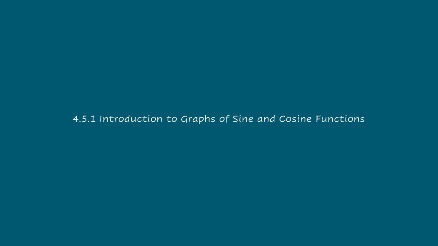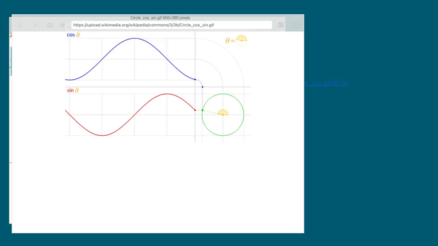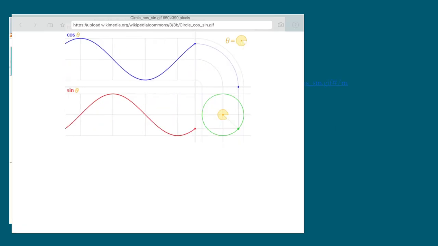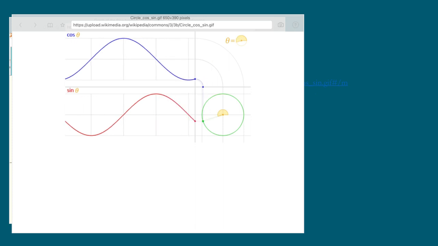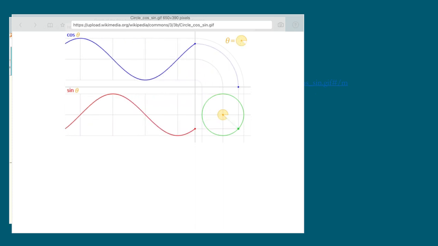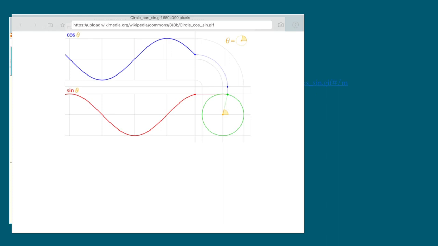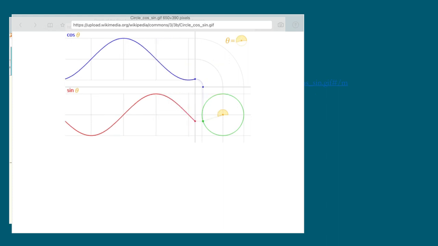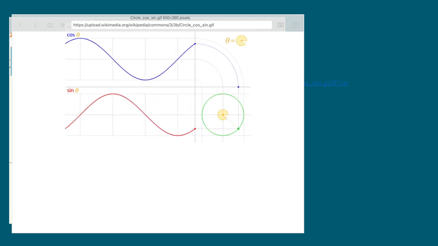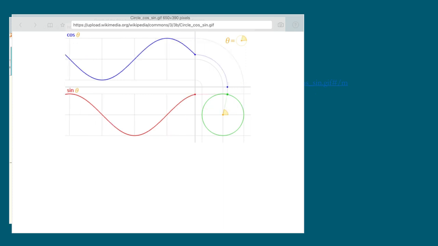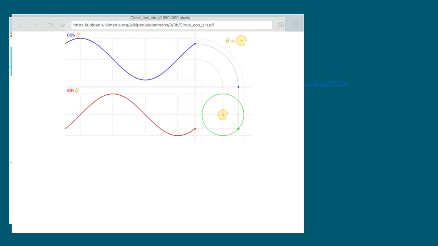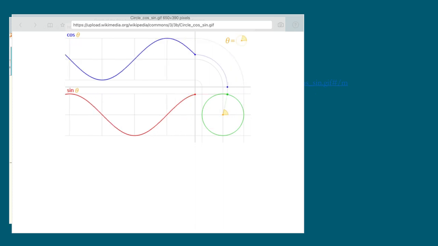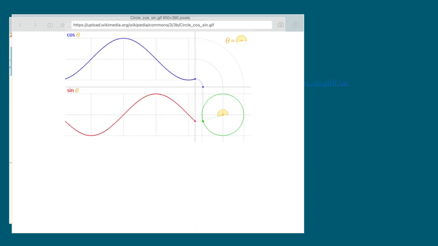In this video, we'll have a quick introduction to the graphs of the sine and cosine functions. We've already talked about how sine graphs and cosine graphs, or waves actually, are visual representations of things in nature that oscillate, or repetitive things. These graphs are actually functions that are graphs for a given range of angles.